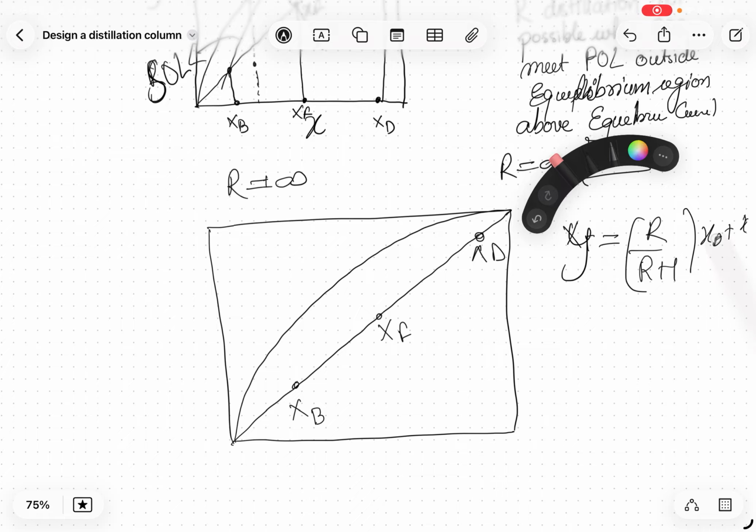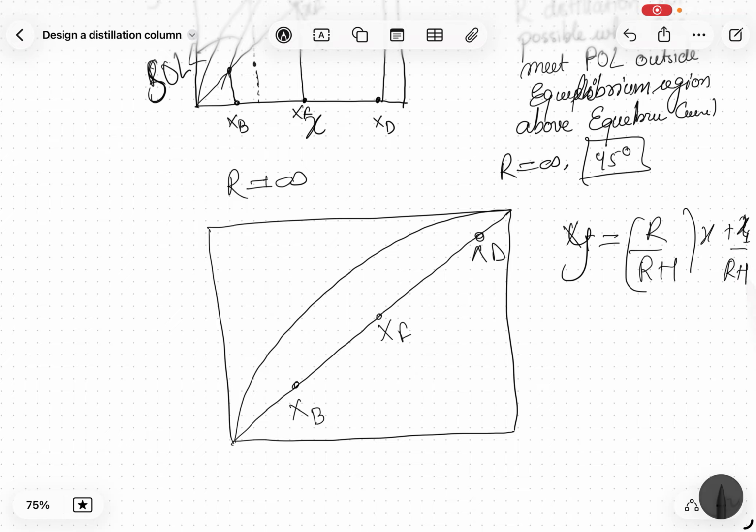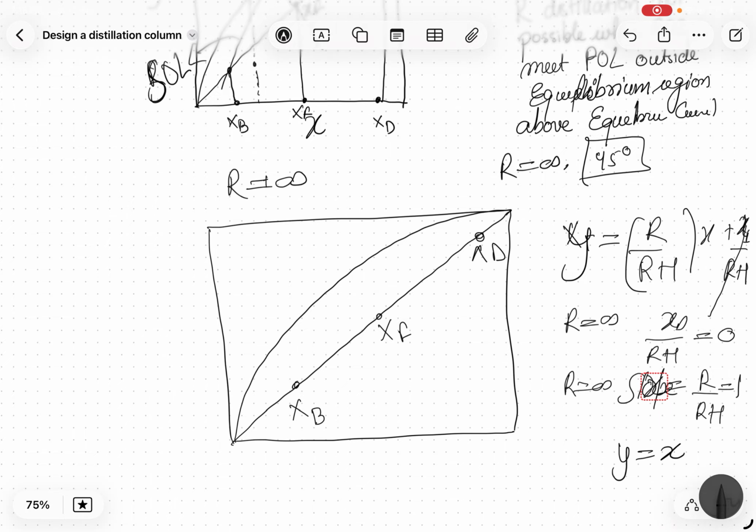Now imagine y = R/(R+1) x + xD/(R+1). Now imagine when R equals infinity, what will happen to this term? xD/(R+1) will equal 0. R equal to infinity, so the slope R/(R+1) is the slope of the line, and it will become 1. So the line will coincide with y = x.